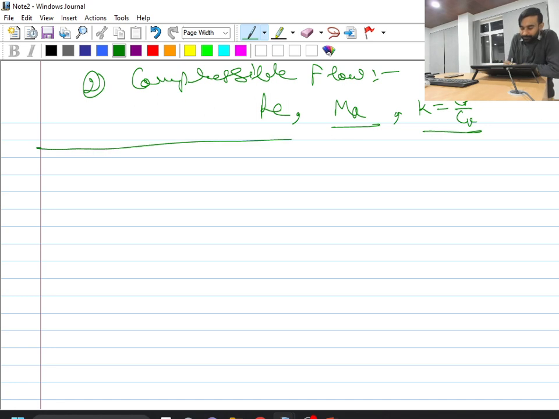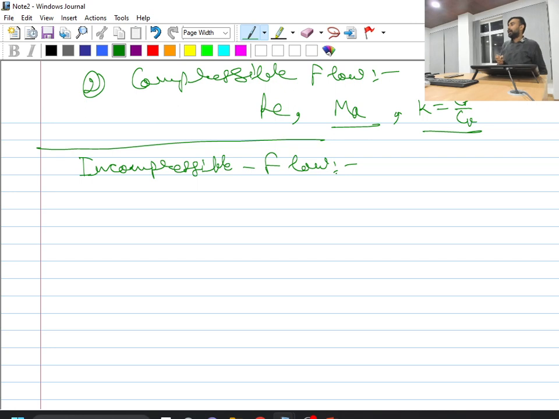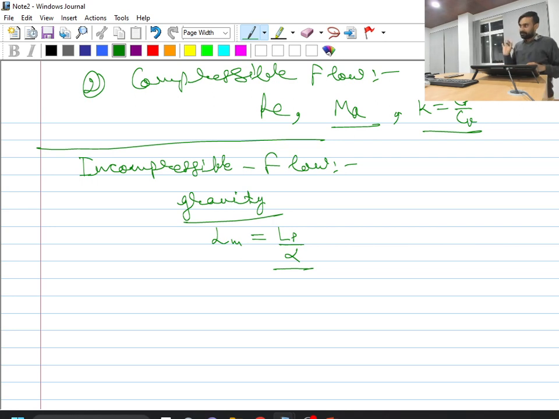Say I have one incompressible flow situation, and in this situation the gravity effect is also important. First, for satisfying geometric similarity, all the length dimensions of the model should equal the length dimensions of the prototype divided by alpha. Is this point clear? This is the first point.